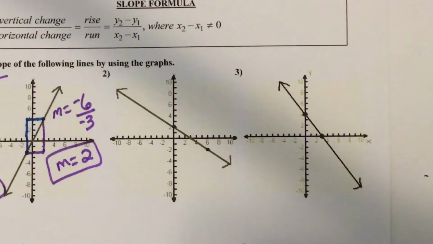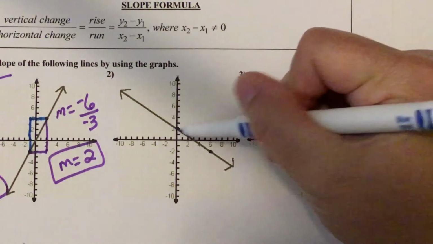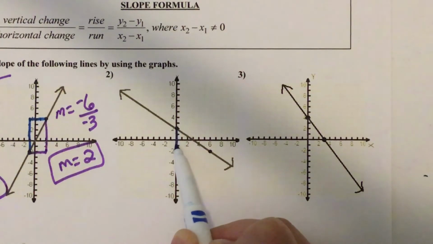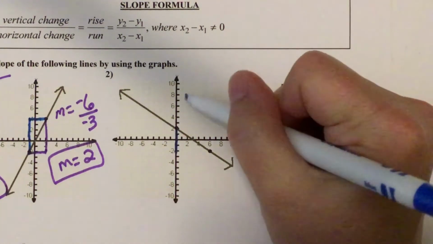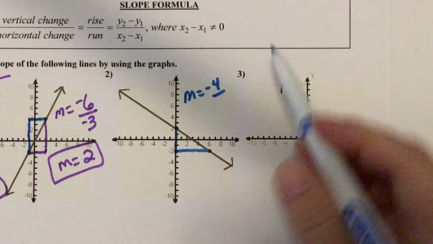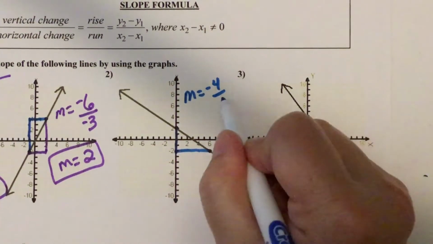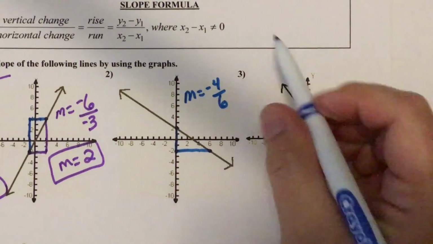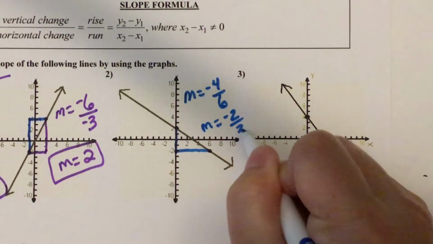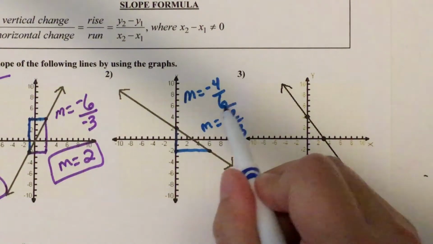Looking at number 2. I'm going to go from left to right, and that's just because that's how I always do it. So to get from left to right, we fall down 1, 2, 3, 4. Because I fell, that's a negative 4. And I go right 6. And I can tell it's 6 because it's right here at the 6, and I was at 0. And because I went right, that's a positive 6. Well, I can divide both of these by 2, and that makes a slope of negative 2/3. And if I counted from right to left, I'd get the exact same answer.